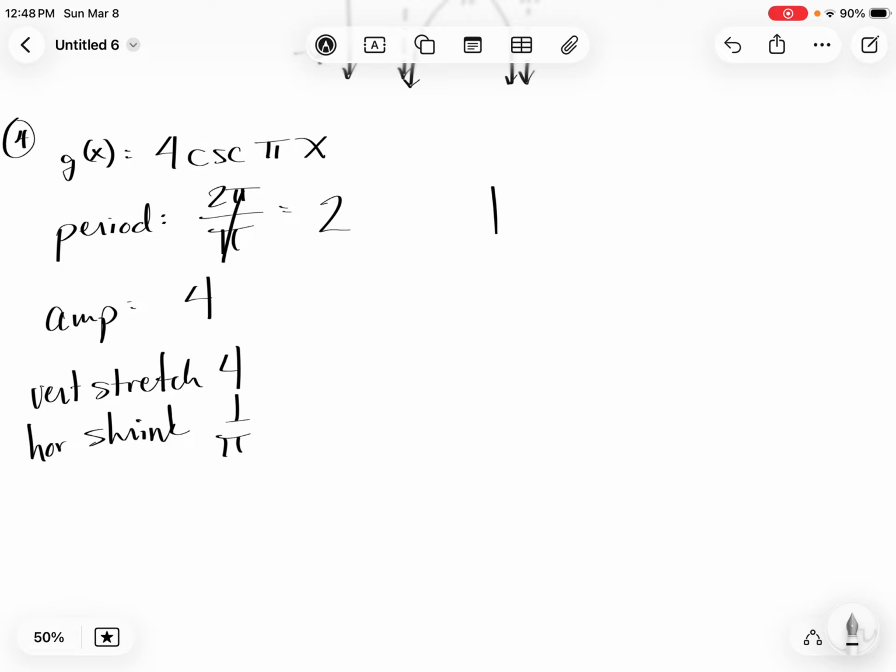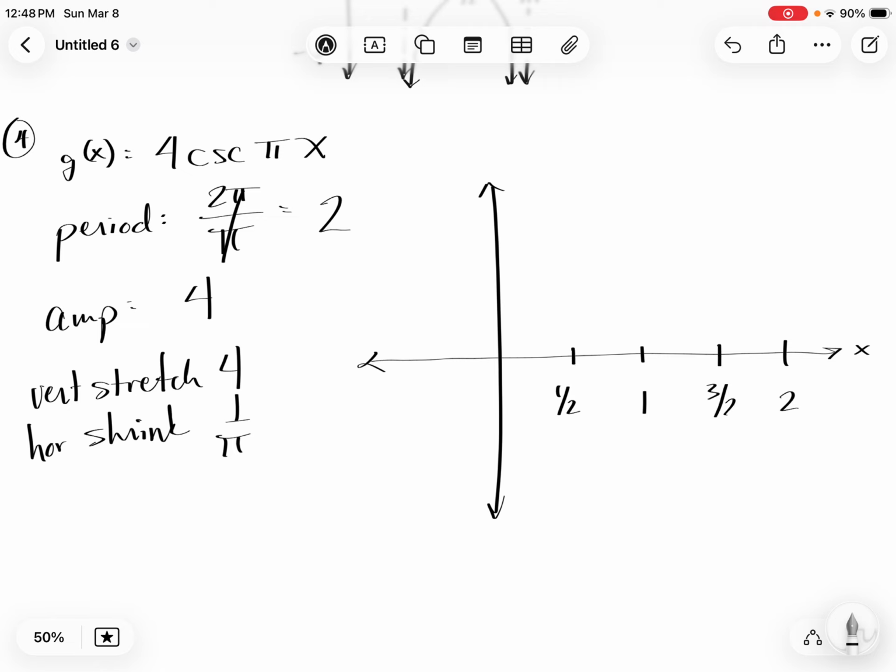Now, as a reminder, cosecant is the reciprocal of sine. So when I draw this, I'm going to go out here, I'm going to make the period be 2, and then half of that's 1, half of that's a half, halfway between there is 3 halves. I'm going to go up 1, 2, 3, 4. There's my amp line. If I want to make them dashed, I can. 1, 2, 3, 4. There's my other amp line about there.